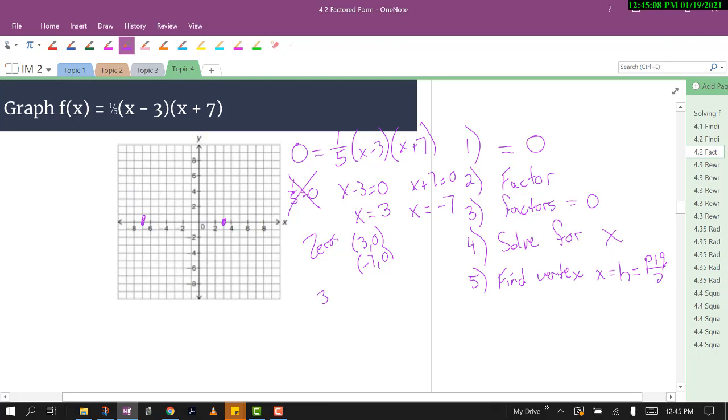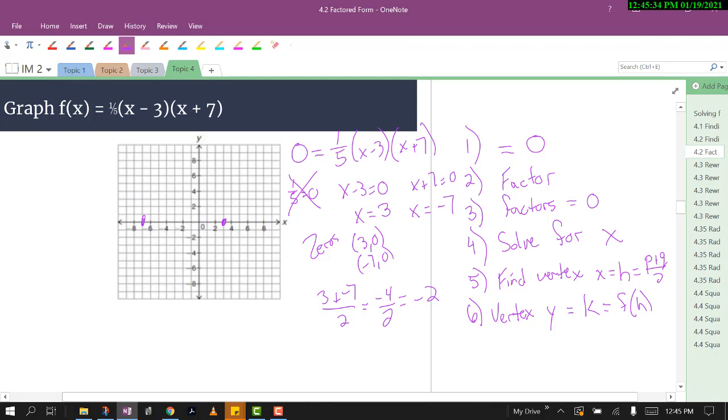So 3 plus -7 over 2. That would be -4 over 2. Grand total of -2. Now we need to find the vertex y. Of course, that's k. And you just put h into the function.